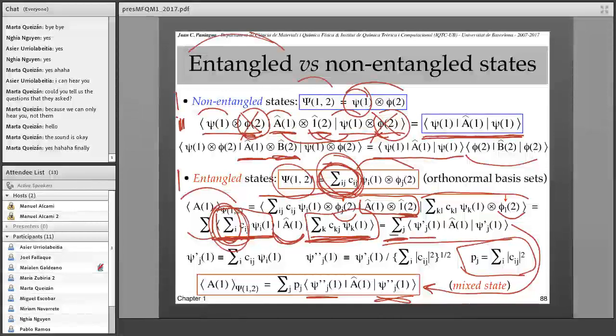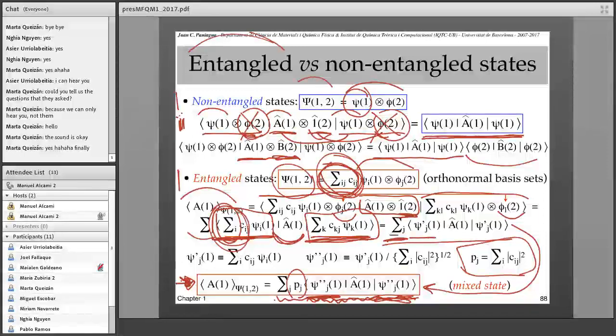So even if the two particles are in a pure state, the only way of obtaining the properties of particle one is to consider that particle one is in some mixed state, because the expected value in a mixed state is a sum of expected values of a collection of pure states weighted with these probabilities.